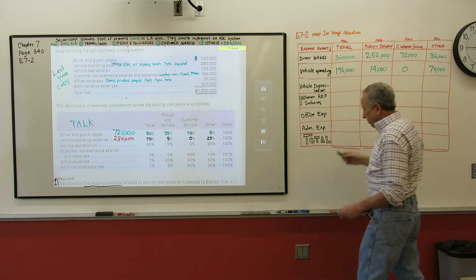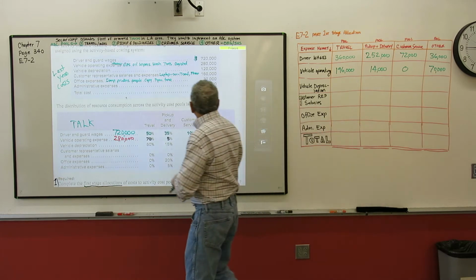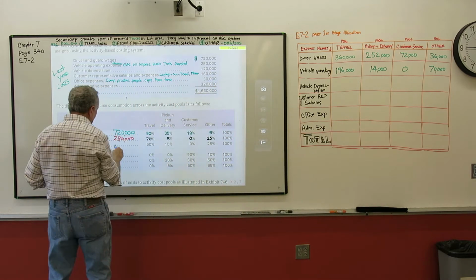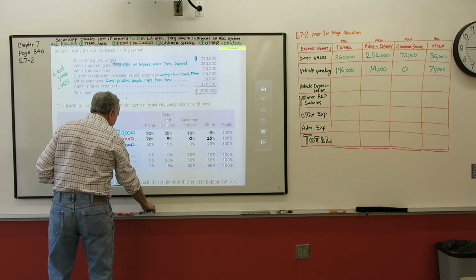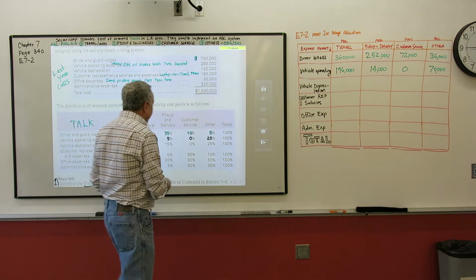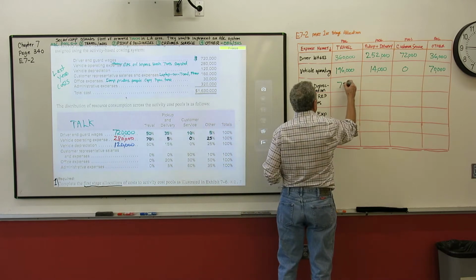All right, let's go down here to vehicle depreciation. Vehicle depreciation is $120,000. And let's allocate it to the pools. 6 times 12 is 72, so I'll put that 72,000.